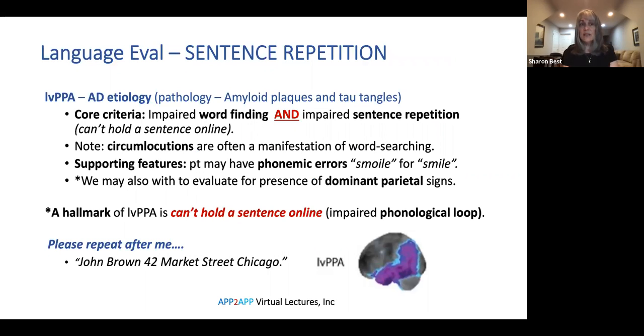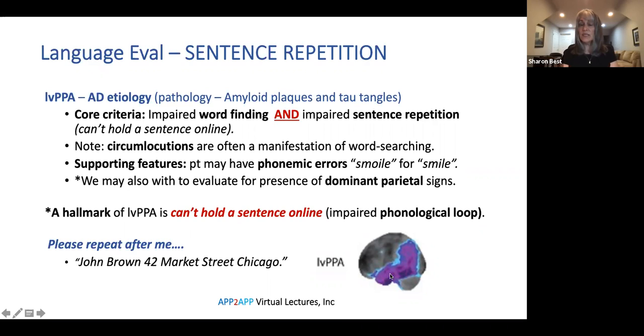Okay, so logopenic PPA, AD etiology is often, but not always, but most often. And that would be that amyloid plaques and tau tangles are driving these symptoms. The core criteria is impaired word finding and impaired sentence repetition. The patient cannot hold a sentence online. Note that circumlocutions are often a manifestation of word searching. We can look for that supporting feature that is formally the phonemic errors, but in real life, they may really have phonemic or semantic paraphasias. We also may want to evaluate for dominant parietal signs.